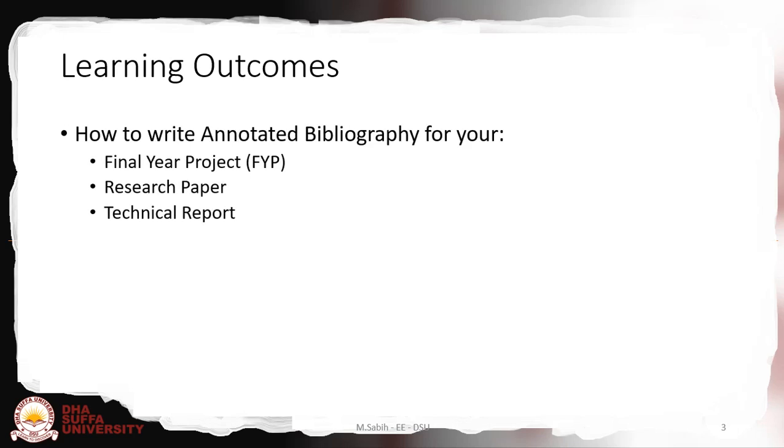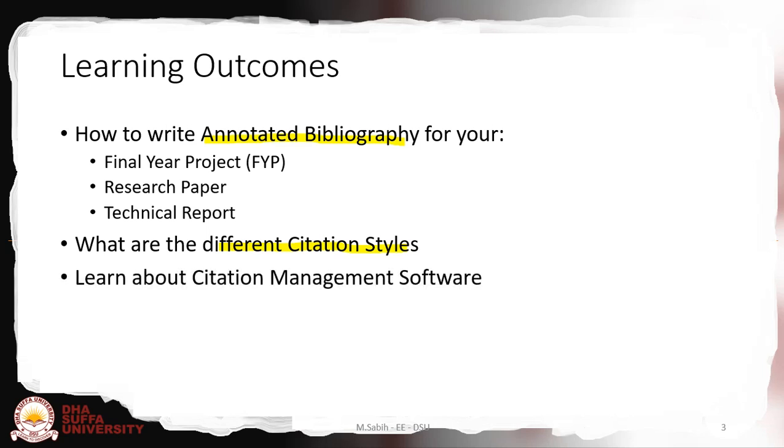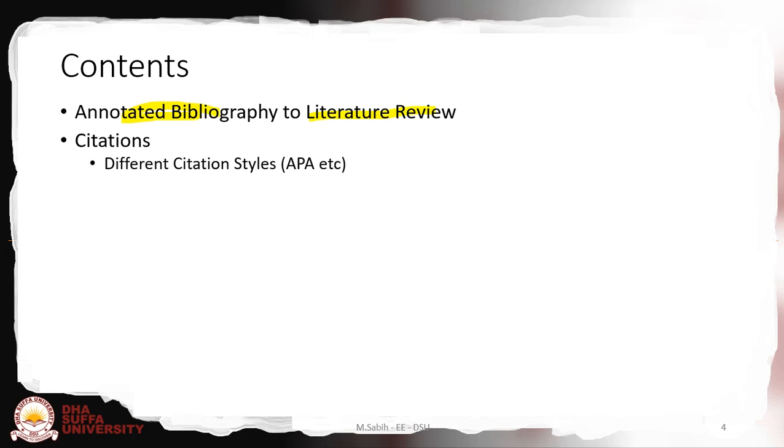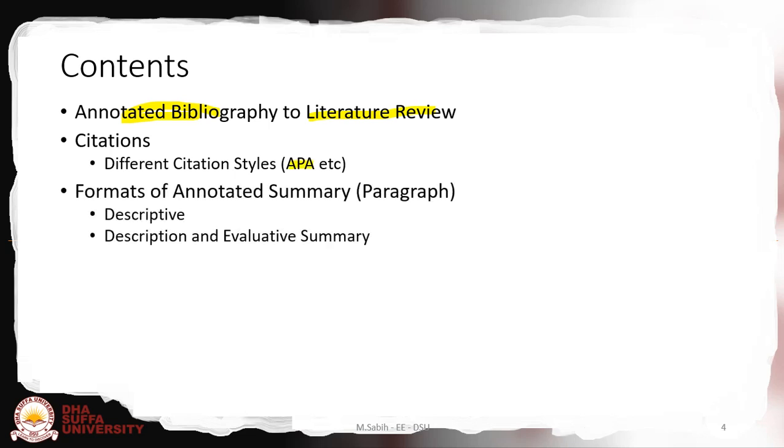Today's learning outcome is that you will be able to write an annotated bibliography for your final year project, research paper, or any technical report. What are the different citation styles that we can use in the bibliography? We will discuss a few points about citation management software. The contents include annotated bibliography to the literature review. We will see how this annotated bibliography will be turned into a literature review. Citations, different types of citations, for example APA. Formats of the annotated summary.